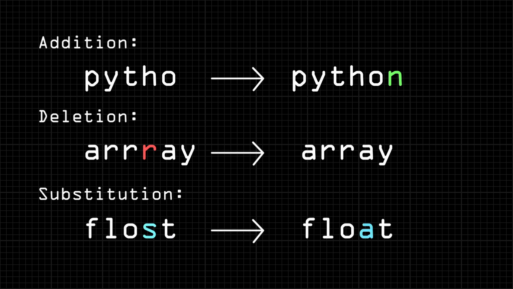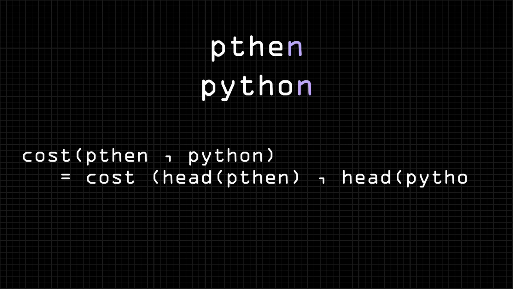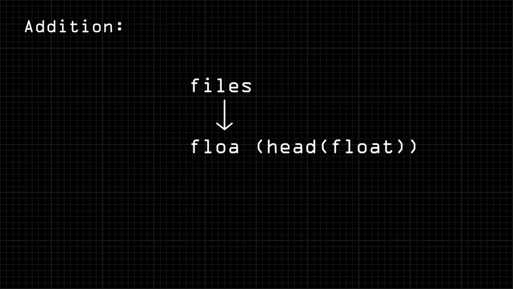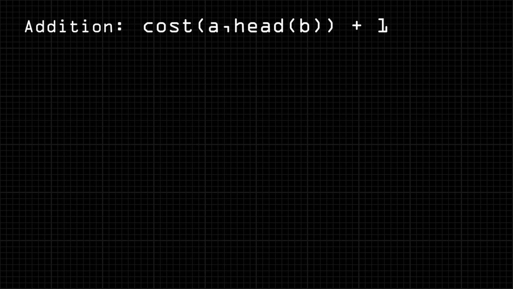The algorithm involves comparing the last characters. If they do match, as in this case, then the cost of the words becomes the cost of their heads. Here, head is the substring of a word without the last character. In the case where the last characters do not match, we check three conditions. In the addition condition, we first convert the input string to the head of the designated string and add the last character. Assuming A as the input string and B as the designated string, this becomes the cost of A, head of B, plus 1.